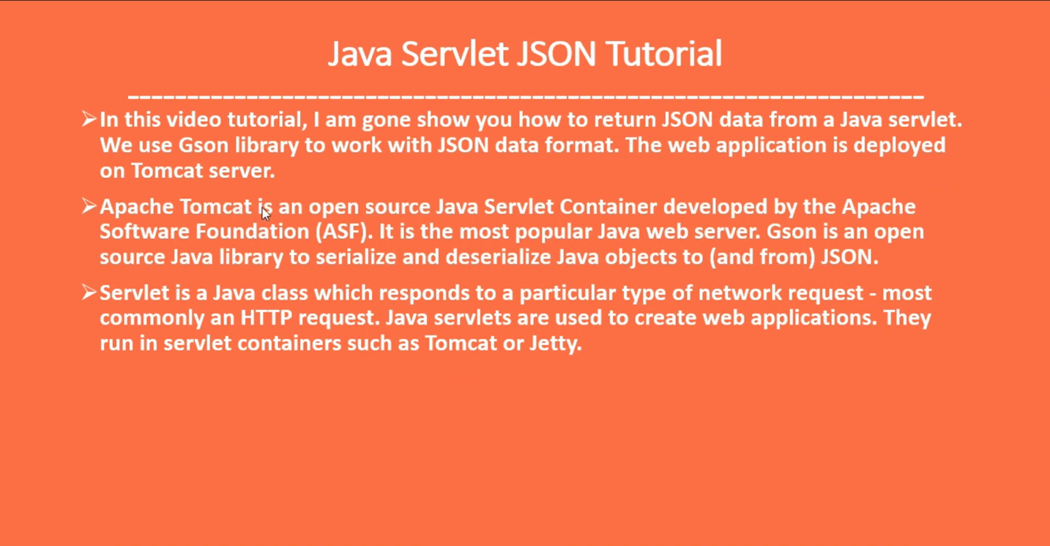We're going to use the Apache Tomcat server to deploy our application. Apache Tomcat is an open source Java Servlet container developed by the Apache Software Foundation, and it is one of the most popular Java web servers. We use the Gson library to serialize and deserialize Java objects. And as we know, Java Servlet is used to create web applications, and we run Java servlets in a servlet container such as Tomcat or Jetty web server.